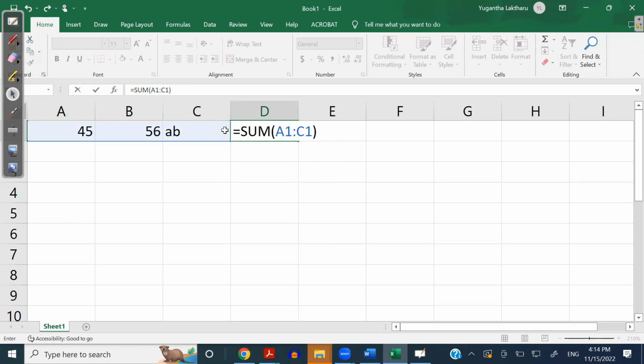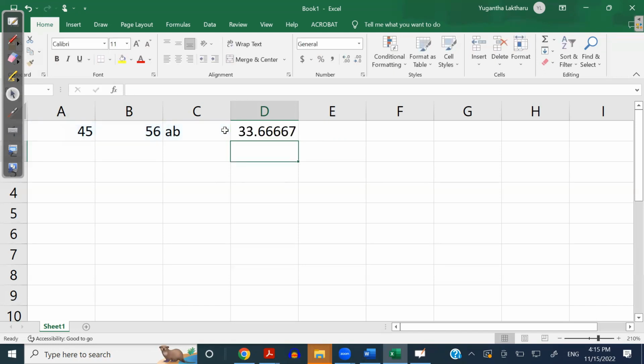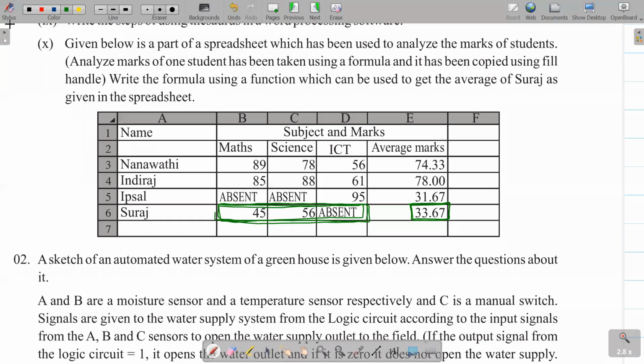Sir, but I wrote like I remember B6 colon D6. B6, yeah, it should be, because it is there in the sixth row, right? So I'm talking regarding this reason, then I'll come to the question, right? Okay. So divide by 3, right? So this will give you the 33.67 thing, right? So according to your question, as Rison says, 45 is in B6 and 56 is in C6.